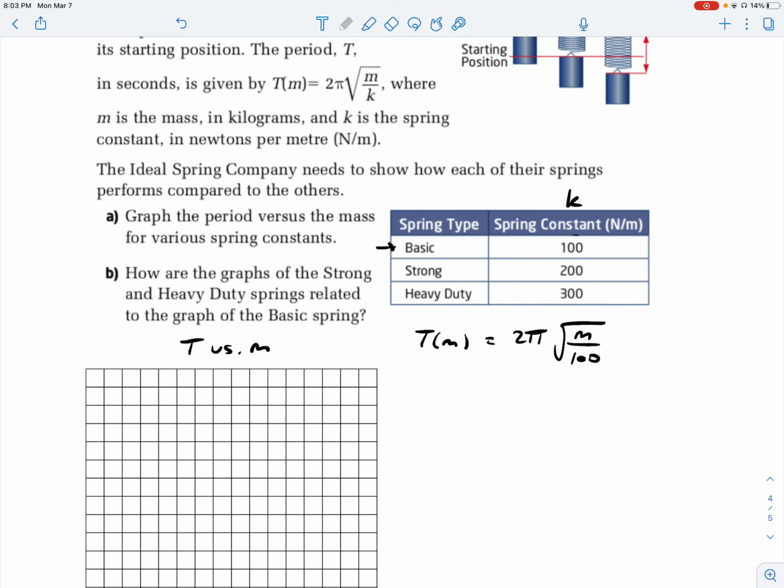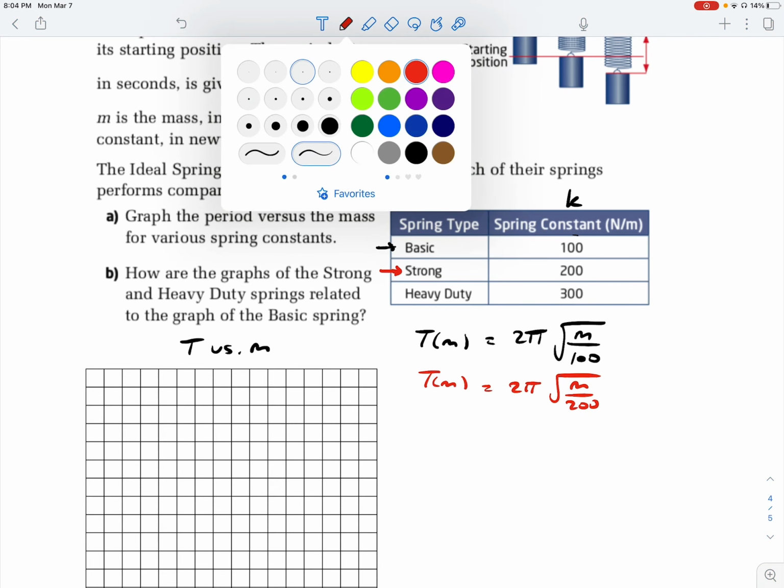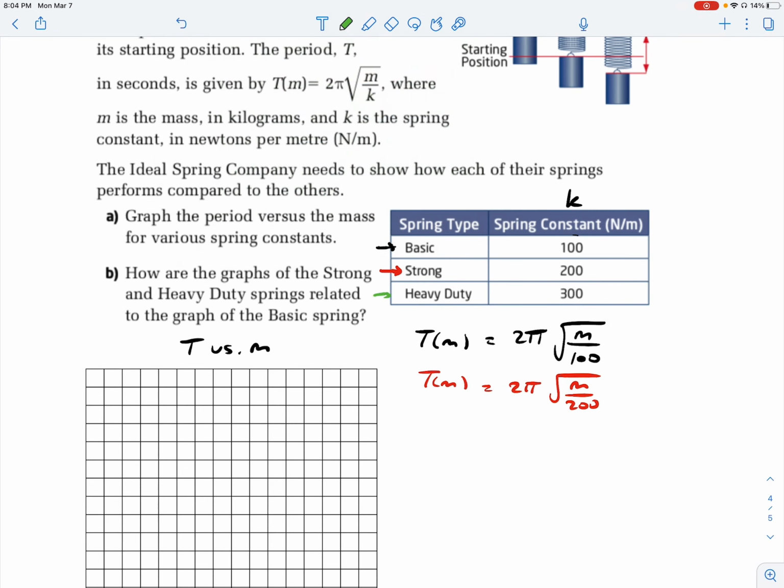Okay, the next one, I'm just going to color code these. For the strong spring, T of M is going to be equal to 2 pi times the square root of M over 200. And the last one in green, the heavy duty spring, we'll say the period is equal to 2 pi times the square root of M over 300. Make sure you draw these roots over top of, so they include the whole fraction.